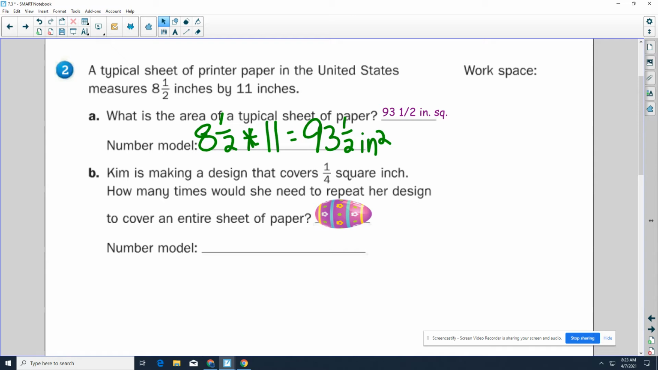So let's look at B. B says, Kim is making a design that covers 1/4 the square inch. How many times would she need to repeat her design to cover an entire sheet of paper? Okay, so now what we have to figure out is how many times she would need to repeat her design to cover an entire sheet of paper if it's all 1/4 square inch.